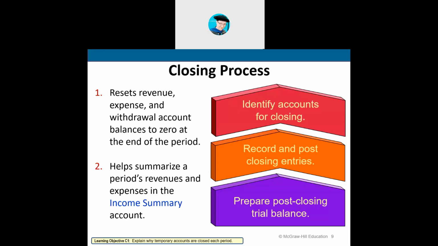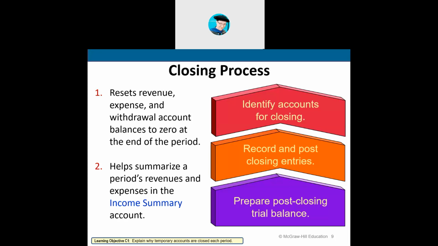The second thing I would do in this process is record and post my closing entries. Closing entries are what we call special journal entries. A special journal entry simply means it's a journal entry with a special purpose. And this special purpose is closing our temporary accounts. This also helps us to summarize our revenue and expenses for the income summary account.